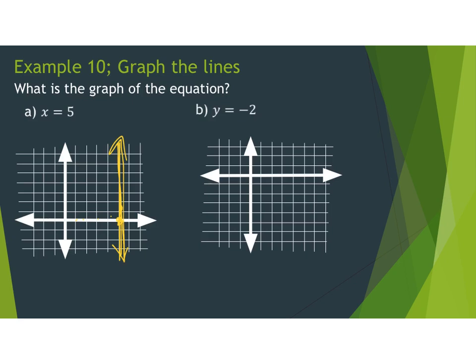And the next one, y equals -2. We have no x on this one, so anywhere y is -2 would be on the graph. So it would be this horizontal line right here.